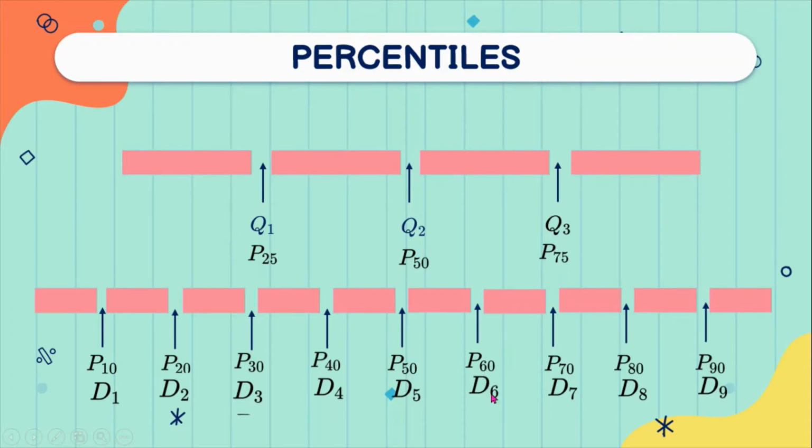The D sub 6 is the P sub 60. The D sub 7 is the P sub 70. D sub 8 is the 80th percentile. D sub 9 is the 90th percentile.